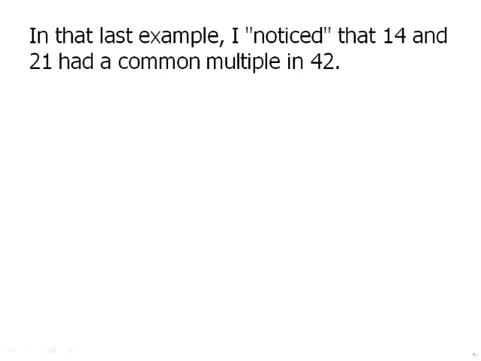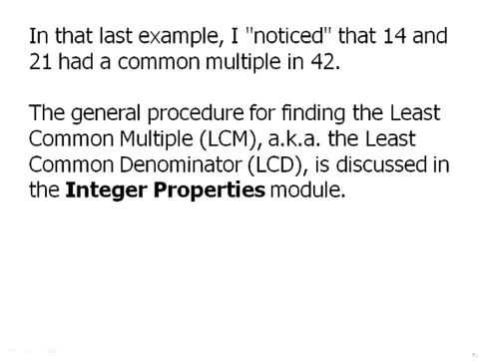In that last example, I quote unquote noticed that 14 and 21 had a common multiple in 42. And this may be discouraging. You might think, oh gee, well I have to notice these things. What if I don't notice them? Well, it turns out, there's a general procedure for finding the least common multiple of two numbers. This is also known as the least common denominator. This is discussed in the integer property module. So once you get to the integer property module, you'll be able to do this procedure and find the least common denominator of any two numbers.